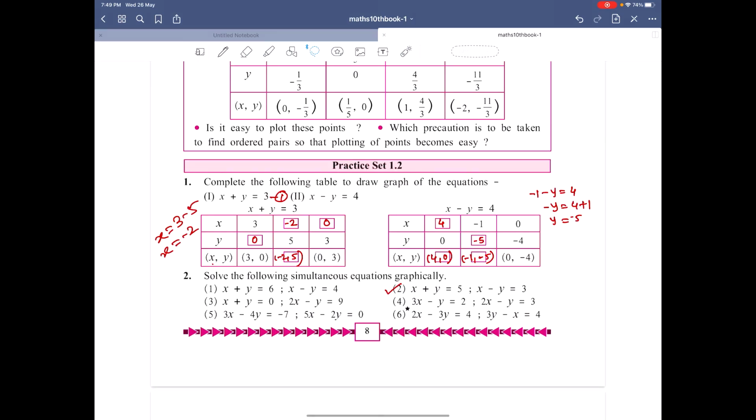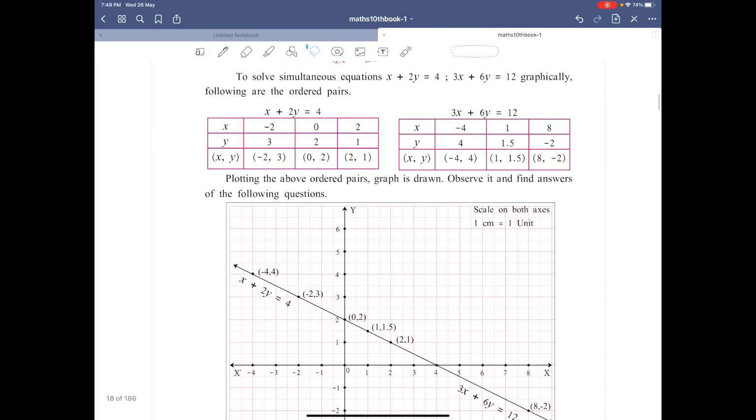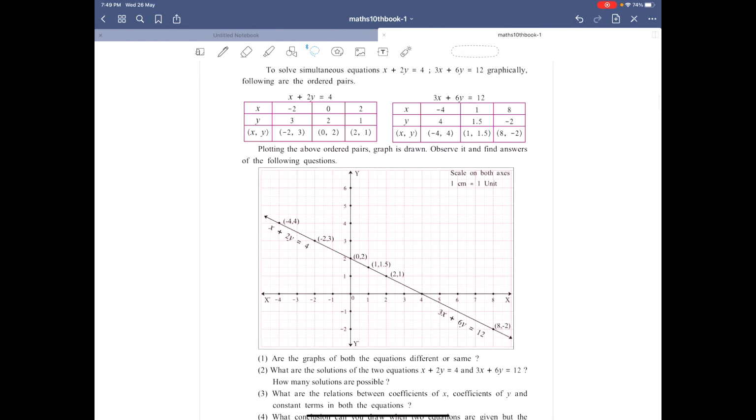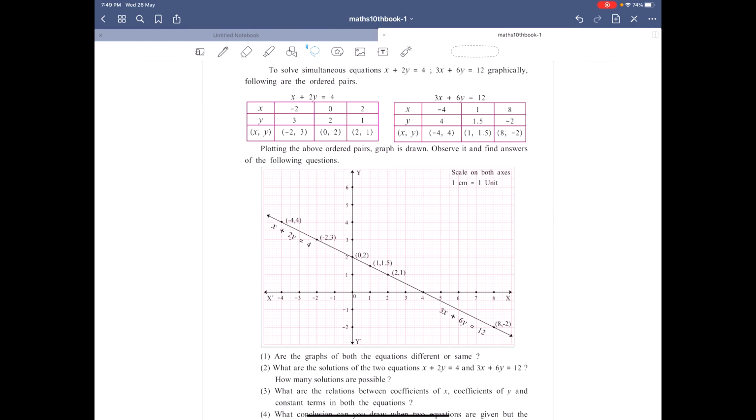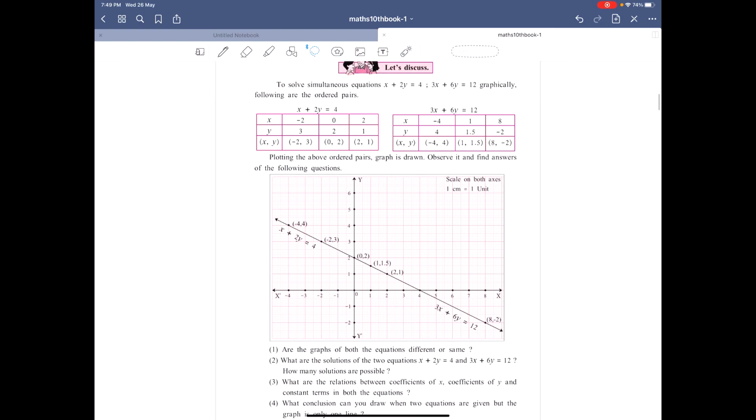Now I want to show you something in your textbook. Here you can see these are the two equations given, and the tables are also drawn. After drawing the graph, you can observe the graph is only one straight line. For both equations, you have got one straight line. Then how do we get one straight line for both equations?